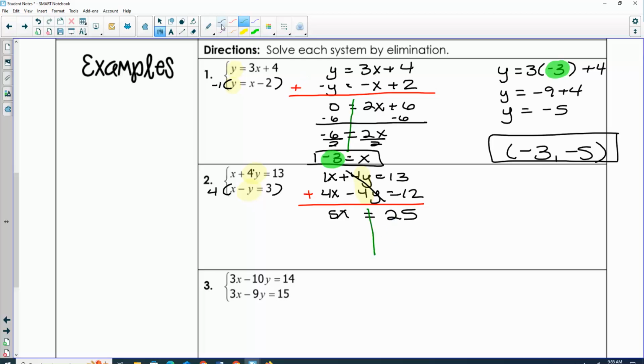Alright, so if I want to solve that equation, divide by 5. 25 divided by 5 is 5. Once we have x, how do I get my y?